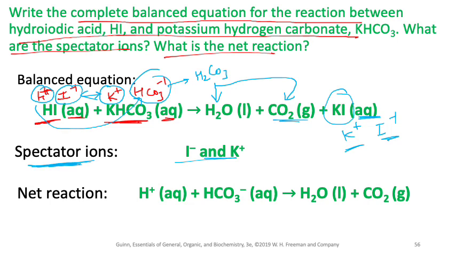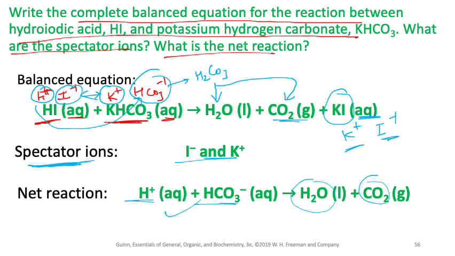So what's the net reaction? The net reaction is H plus and HCO3 negative, and then these are the two products. This is the actual reaction that is happening. Right. So we are done with the example. Make sure you practice a lot for the neutralization reaction. Read your book if you have any doubt. Try to get the concept.